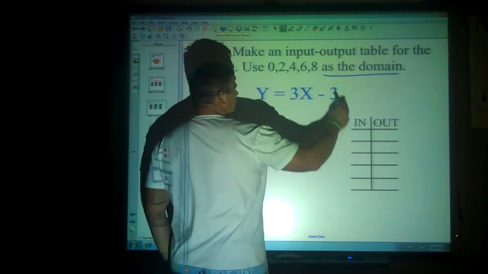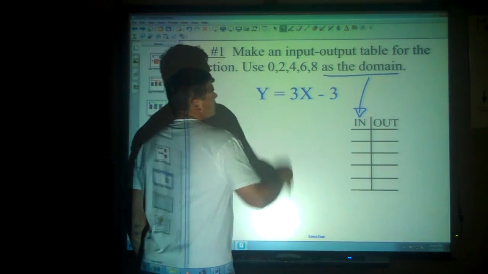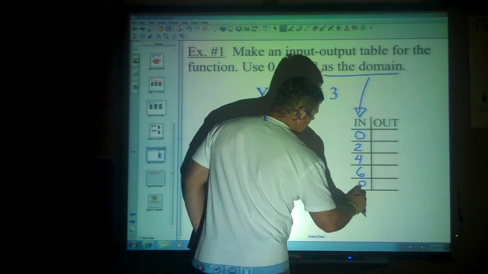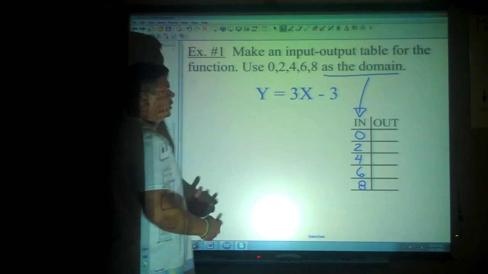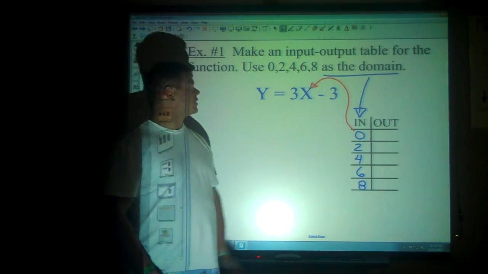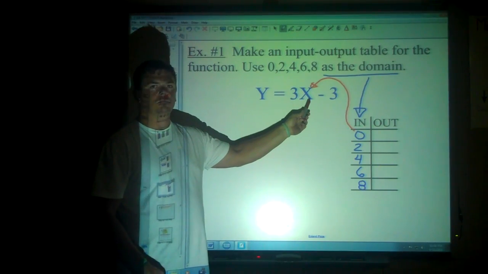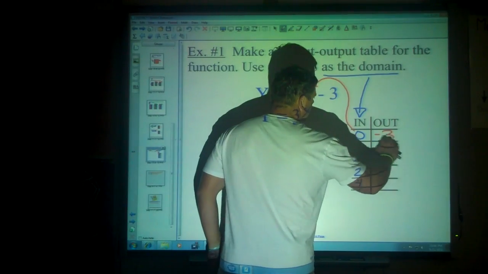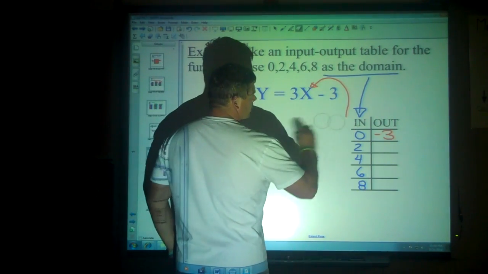What we need to do is put the domain here. 0, 2, 4, 6, 8. And one at a time, plug the number in. Take this and plug it in here for x. So what's 3 times 0? 0. What's 0 minus 3? Negative 3. Okay, so we plug that in.